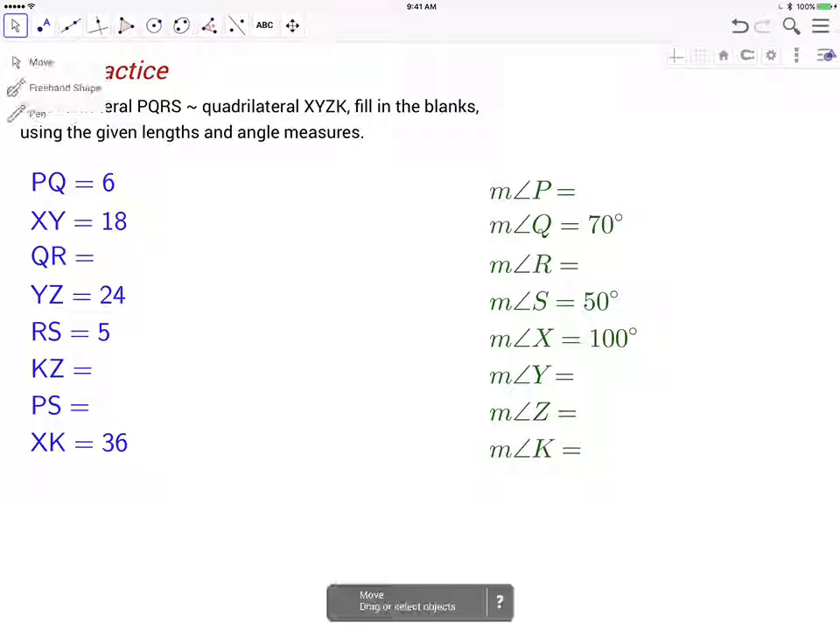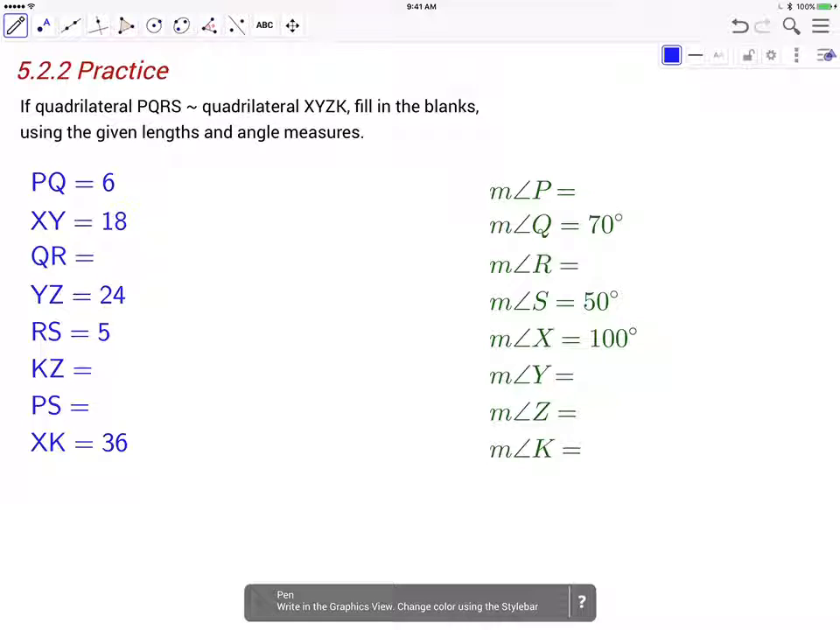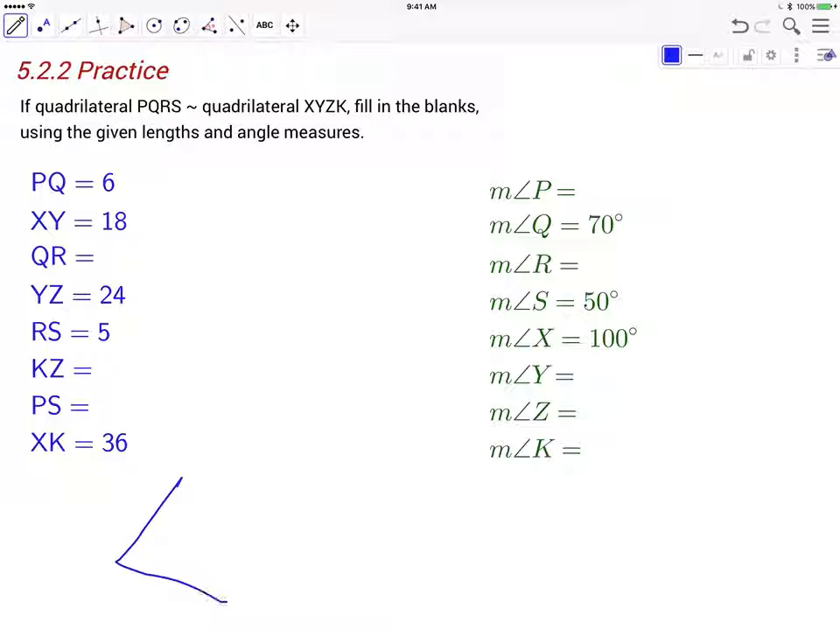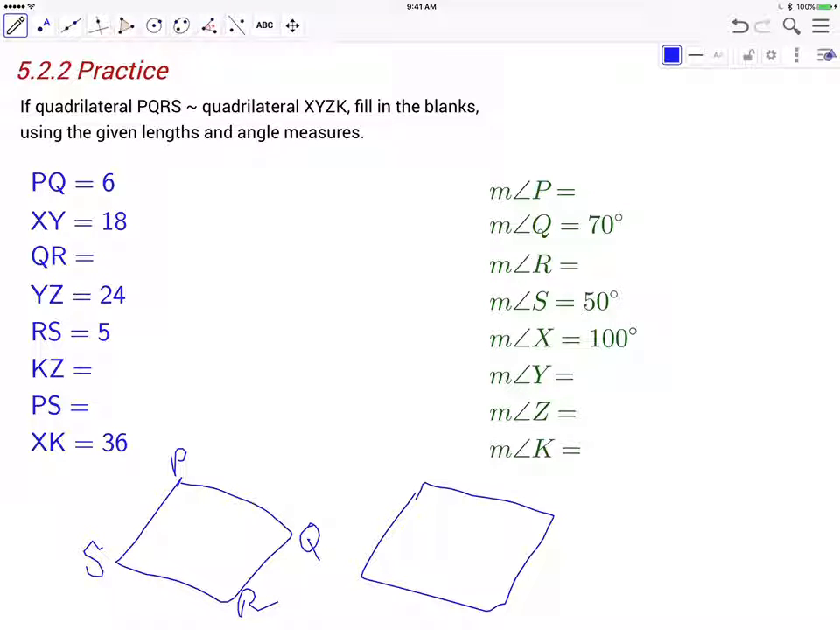So as I look at something like this, I think to myself, all right, I've got PQRS, and let's put these down here at the bottom. Let's just have random quadrilaterals. They don't need to be perfect. So we have P, Q, R, S. We need to make sure things are in order. So PQRS and X, Y, Z, K, right? So they have to match themselves a little bit.